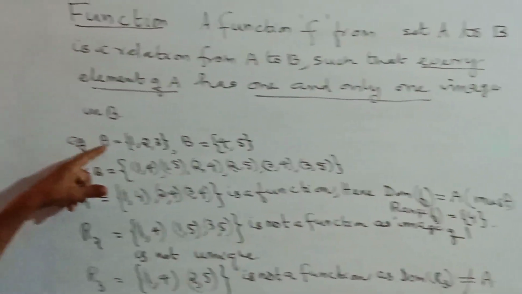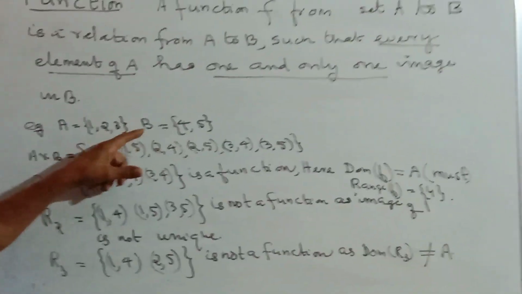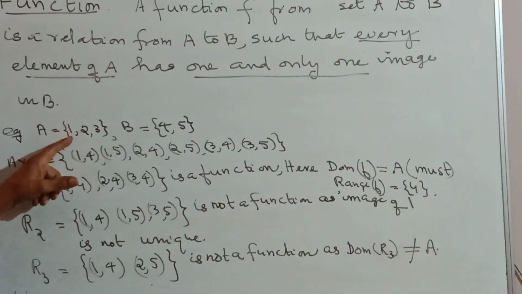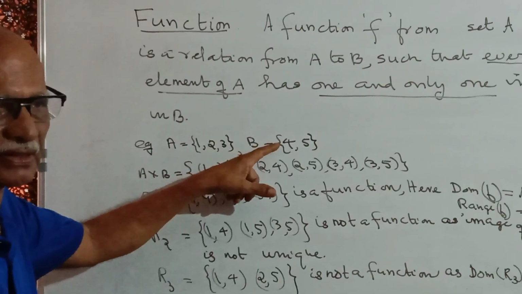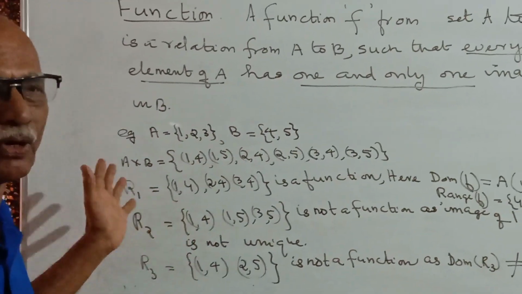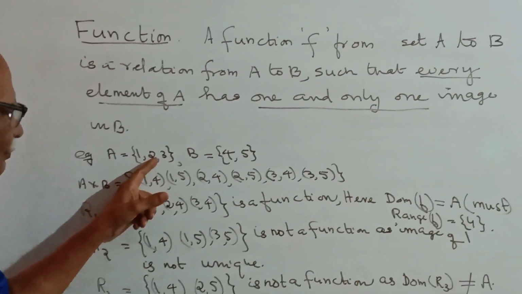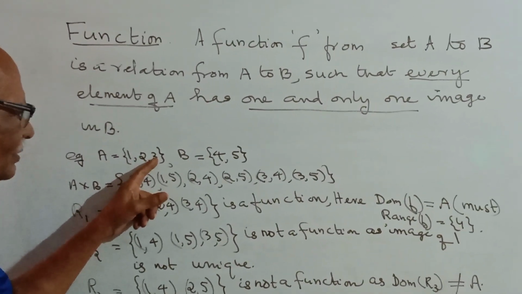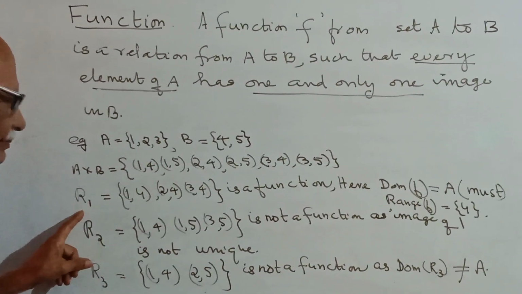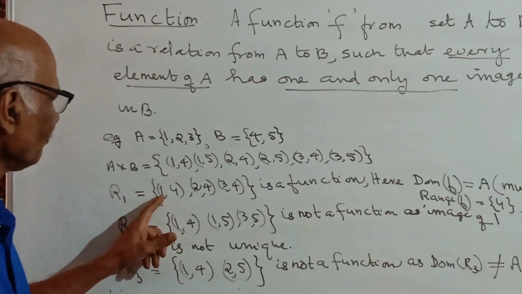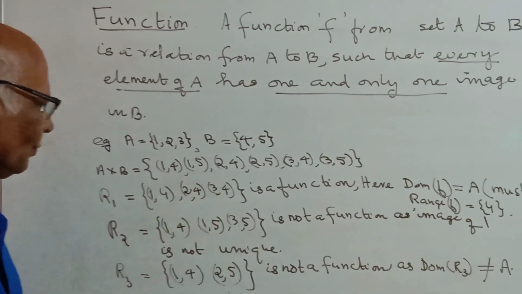Now an example. A is the set {1, 2, 3} and B is {4, 5}. We know A cross B: we take an element of A and pair it with an element of B in all possible ways. So (1,4), (1,5), (2,4), (2,5), (3,4), (3,5). For R1, we are taking a subset of this. A relation is a subset. So (1,4), (2,4), (3,4).